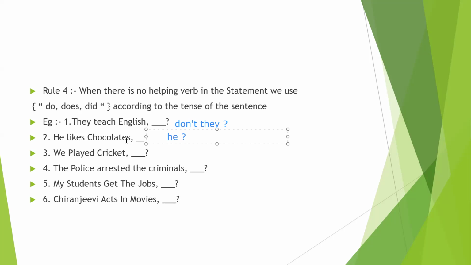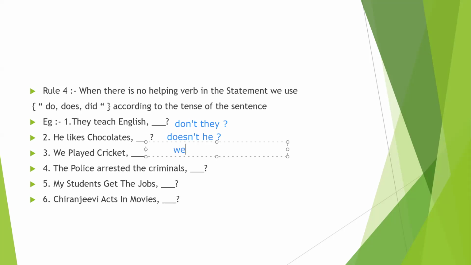So we can write the negative question tag. Here there is no helping verb. Now we can see the verb. The verb is likes. It is V1. It contains s or es. Suppose the verb contains s or es, we can write does. Doesn't he? Now let's see the third one.